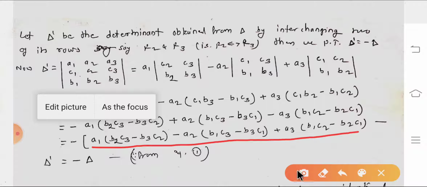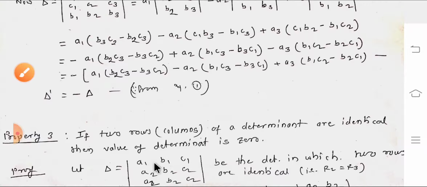So therefore we get, hence the proof: by the property, when any two rows or columns are interchanged, the value of the determinant changes by its sign. Delta dash is equal to minus delta.